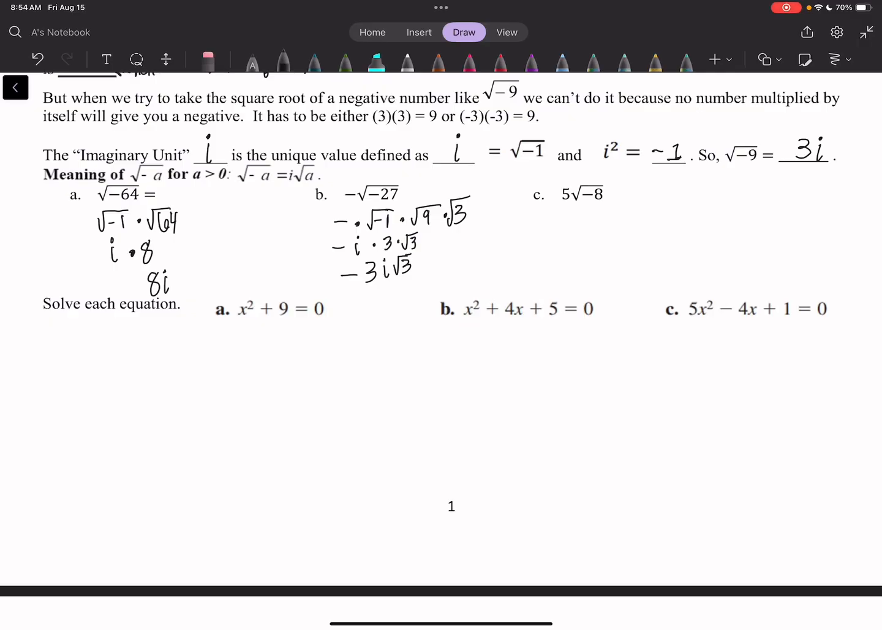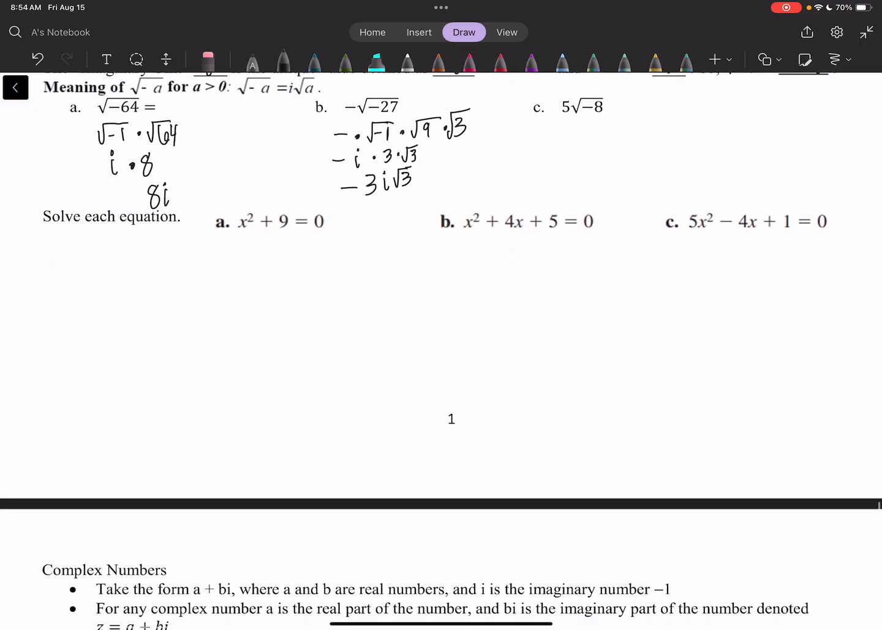All right, solve each equation. I'm going to do A and B, and I'm going to let you try C, and I'll, again, show you the answer for everything that I did not cover at the very end of this lesson. Subtract 9 from both sides. Take the square root of both sides. So when I take the square root, I'm solving, so I need plus or minus the square root of negative 9. So I get x is equal to plus or minus 3i.